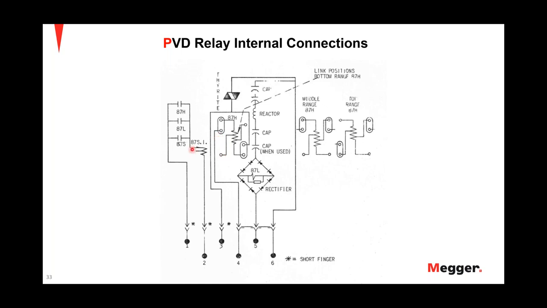Like you see here, we have the contacts to monitor the 87H and 87L. And also here are the link positions for the 87H. Based on how you have the links set up, there are different ranges on the relay for the settings that you can choose from. And based on the way these links are set, that will define your settings of the relay.